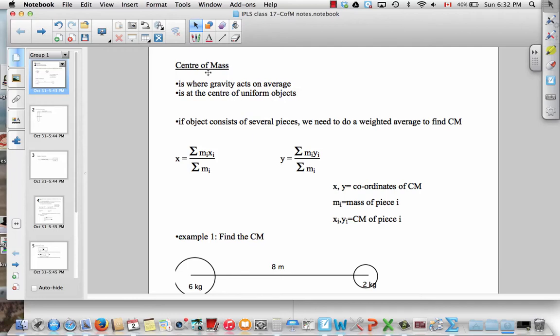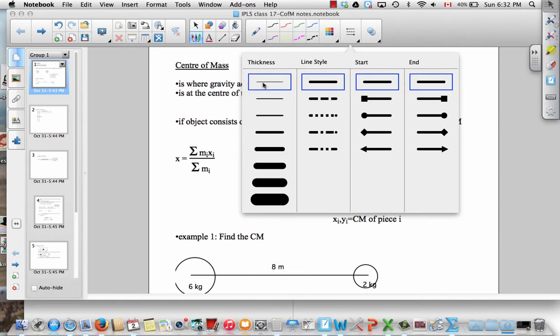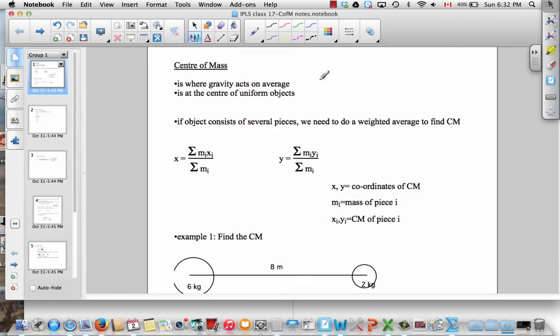Okay, our topic for today is the center of mass. Center of mass is where gravity acts on average. And if you have a uniform object, then the center of mass will just be right at the geometric center. CM for center of mass.